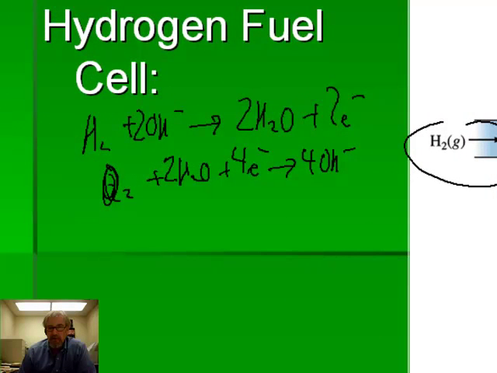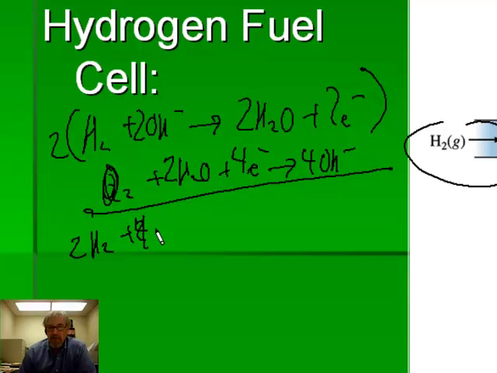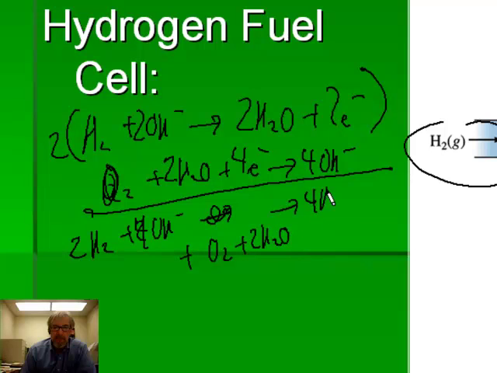So if you sum this up, you'd have to multiply the top half reaction by 2, and here's what you end up with. 2H2 plus 4OH- plus O2 plus 2H2O yields 4H2O plus 4OH-. What's the net reaction? You can take the OH-s out, and 2 of the H2Os can be taken out, and the net reaction is 2H2 plus O2 makes 2H2O.